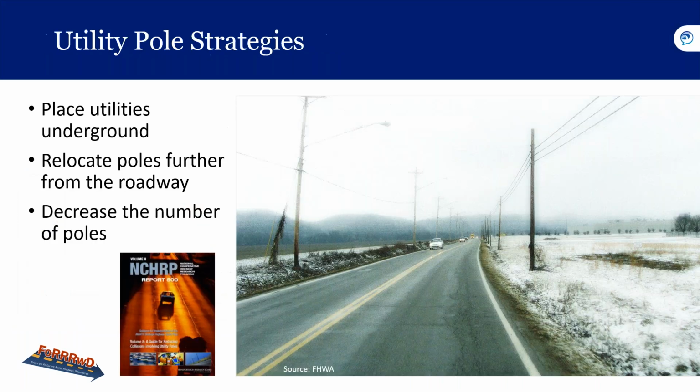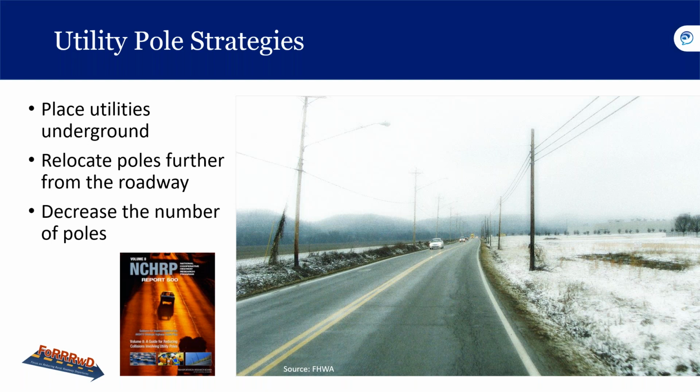Okay, so then we have utility pole crashes, and what do we have as a resource here to help us figure out what we can do to make roads safer that have a history of utility pole crashes? So here is NCHRP Report 500 that addresses utility poles. Report 500 has several different volumes, but volume 8 deals with utility pole crashes, a guide for reducing collisions involving utility poles.